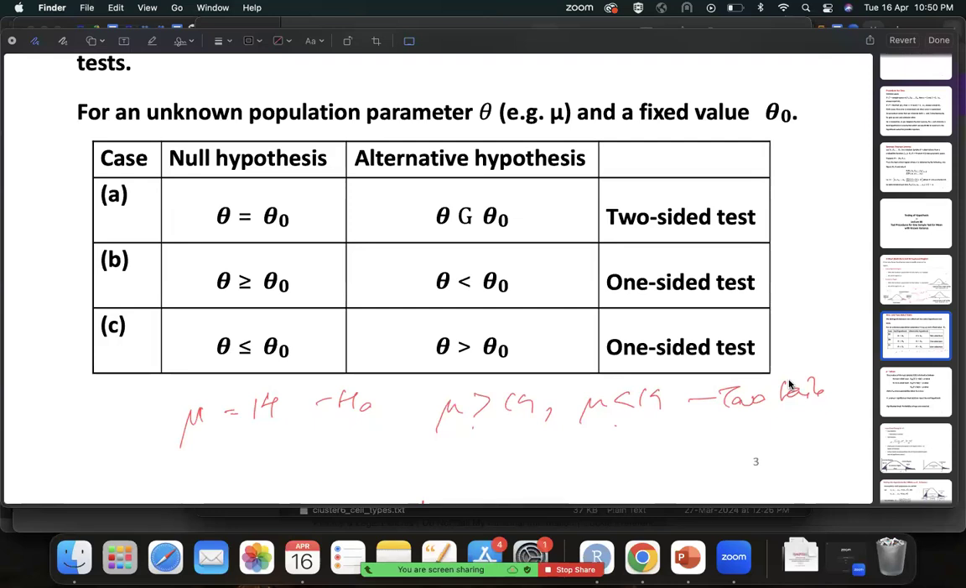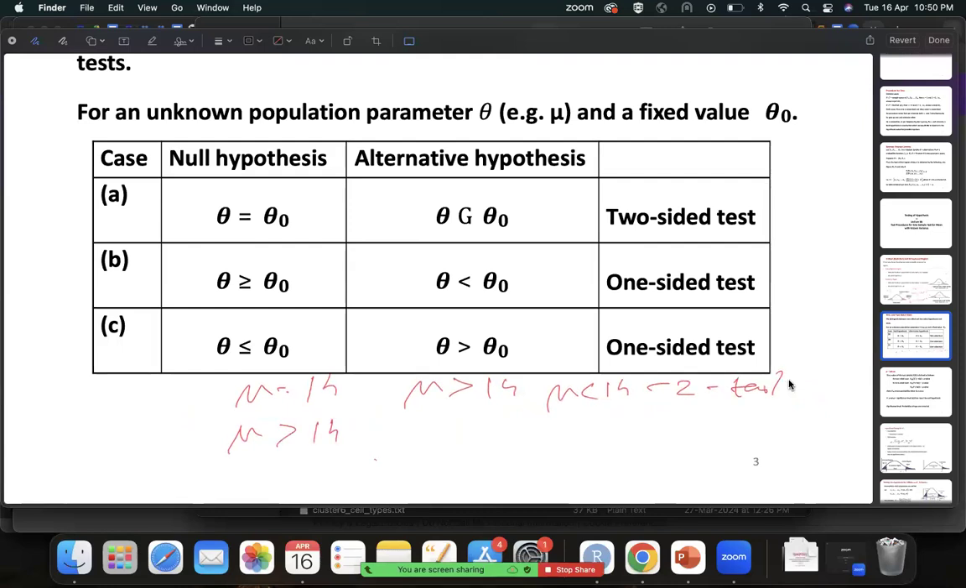So we were looking at this. If your null hypothesis is this, your alternate hypothesis could be either of these. So it's a two-tailed test. And if your null hypothesis says that mu is greater than 14, then your alternate hypothesis would be mu is less than 14. So this is just one-tailed. And even the other way around is also a one-sided test. It's a one-tailed test.